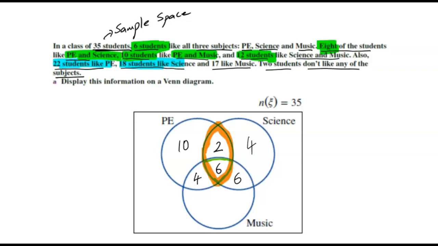Right, and finally we have 17 students who like music. I already have 6 plus 4 plus 6, which is 16 students, leaving us with a remainder of 2.